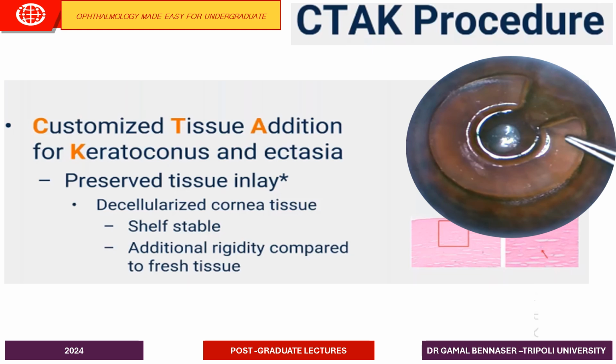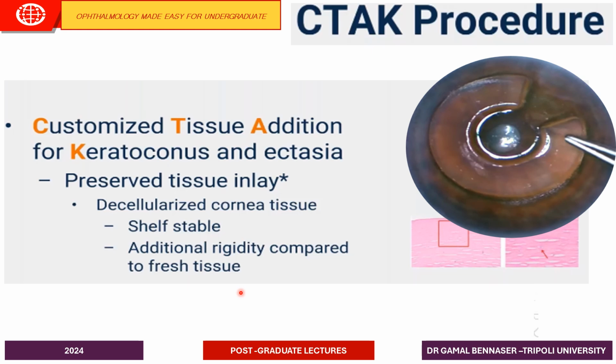Another type of tissue inlay used in the management of keratoconus is what is known as CTAK, which stands for customized tissue addition for keratoconus. It is the same principle as CAIRS, but here the tissue is not a natural corneal tissue. It is a frozen lenticule devoid of any cellular material and irradiated by gamma irradiation, so that it is customized by femtosecond laser to match the topography of the cornea.